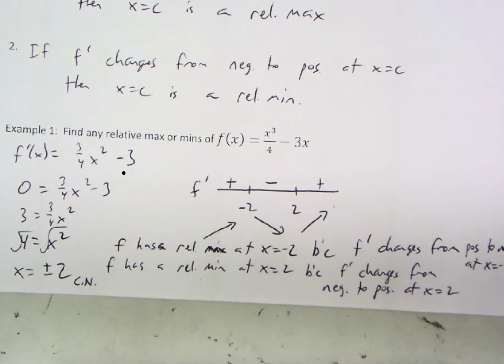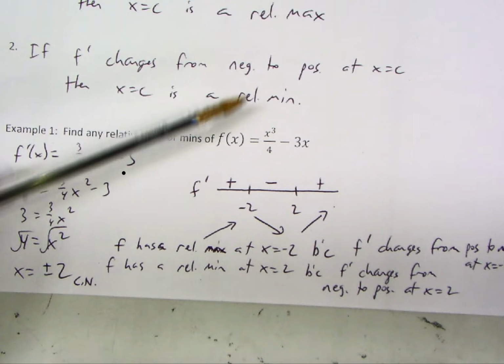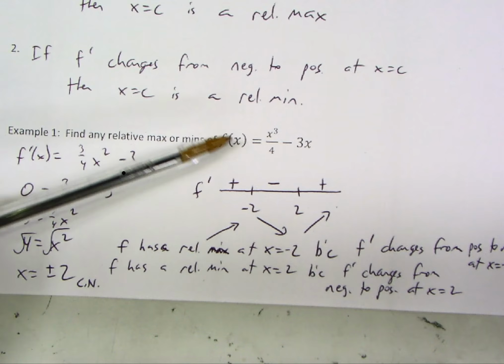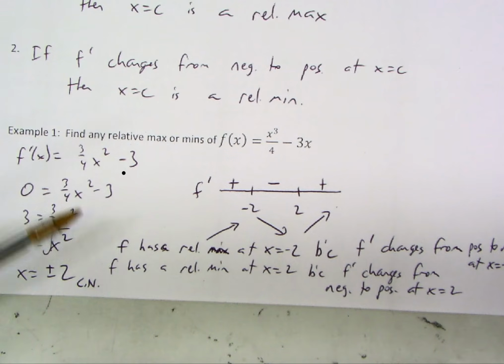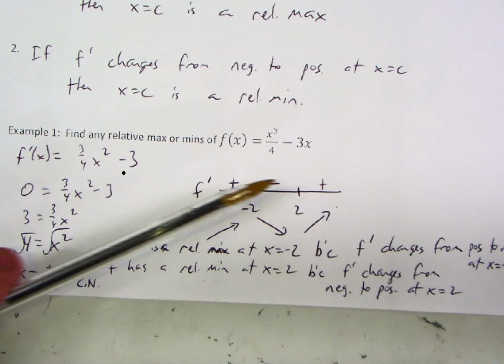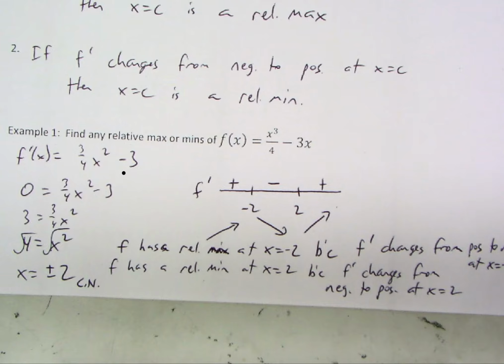So notice that it is a different procedure when we're finding relative max and mins versus finding absolute max or mins. Absolute, we would take our critical numbers and then our endpoints and plug them back into the original function and literally look for the biggest number. Relative, we're looking for a sign change on f prime. So we do a f prime sign chart. All right.